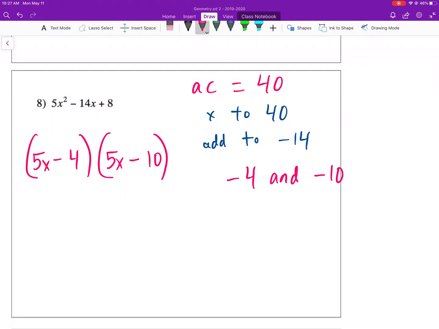Now, which binomial can you break down? Is it the first one or the second one? It should be the second one. You could divide both of those by 5. So we'll end up with 5x minus 4, the first binomial as is, and then x minus 2.